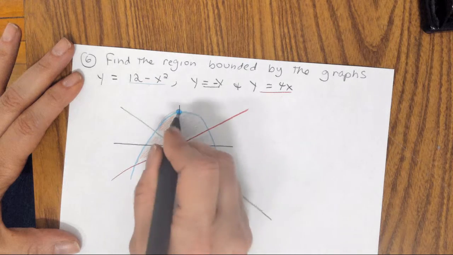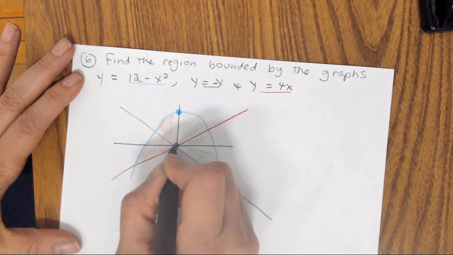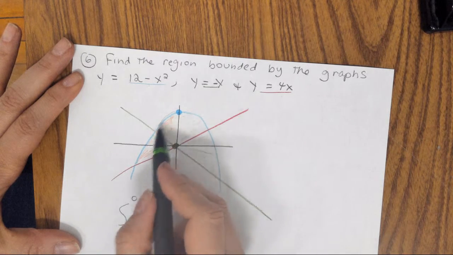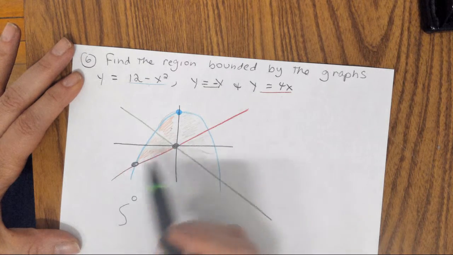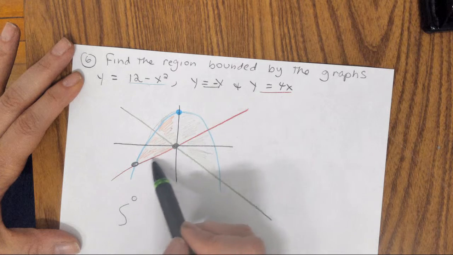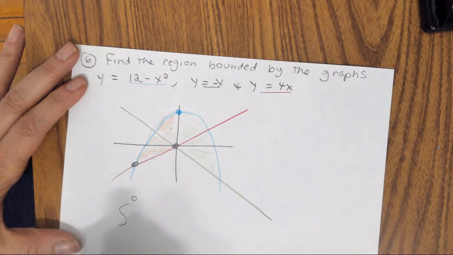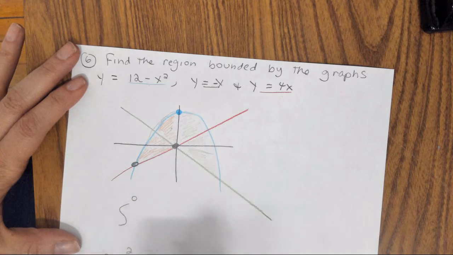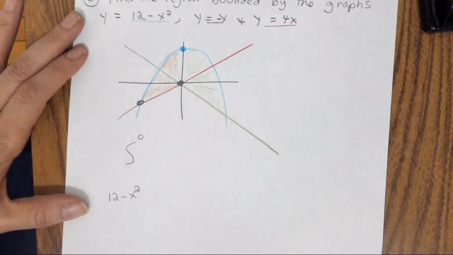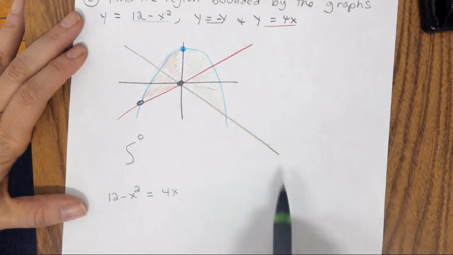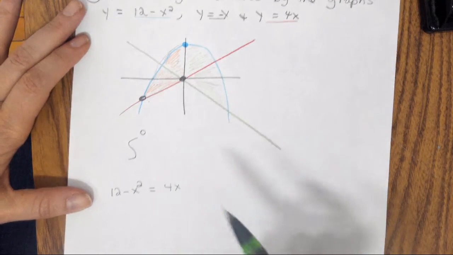So I know over here this goes to 0. So I know my upper limit here is 0, and I need this intersection, right? Blue over red. So I need this point. So my blue is 12 minus x squared. And I'm going to set that equal to 4x so that I can find this point of intersection.